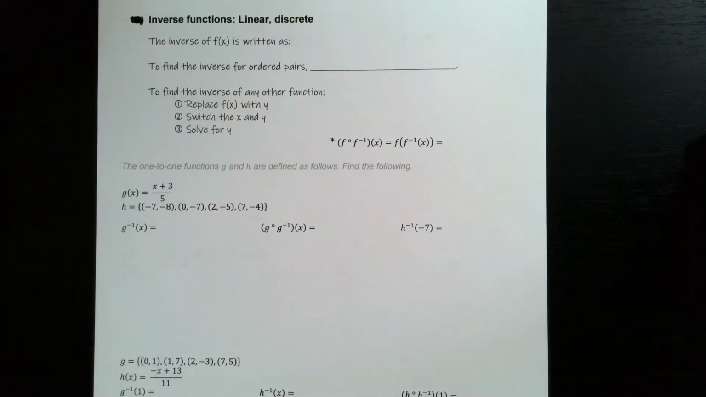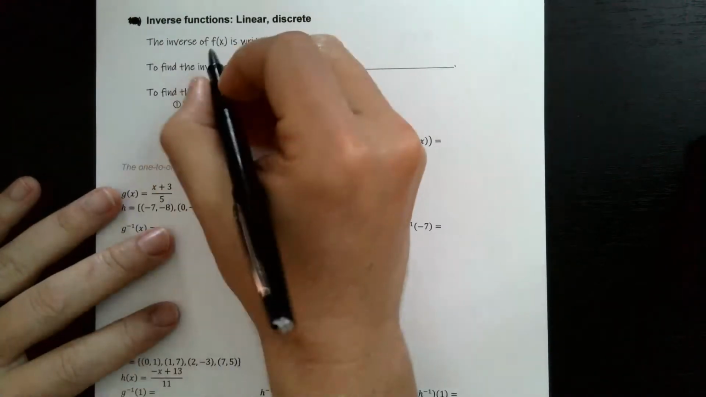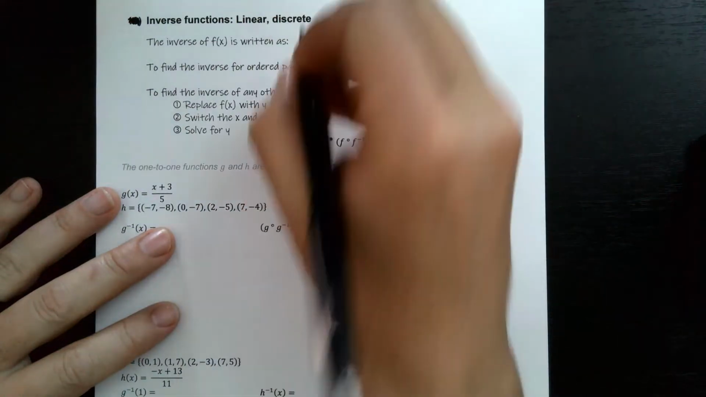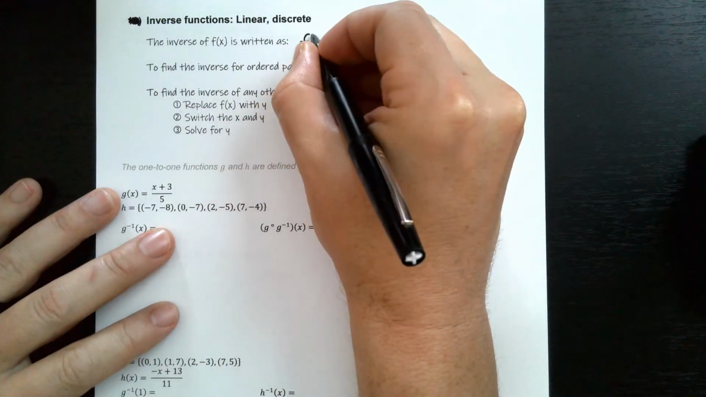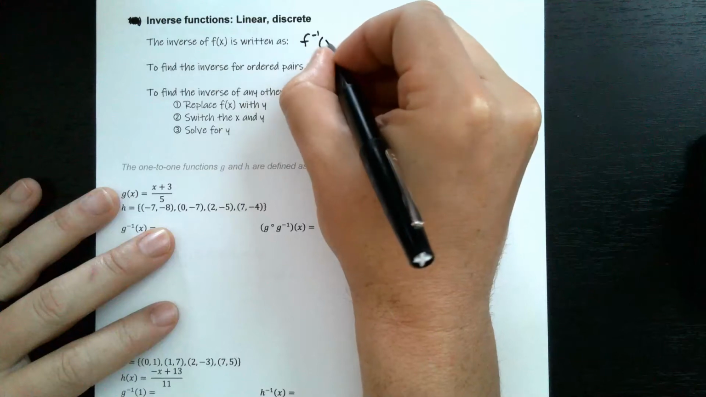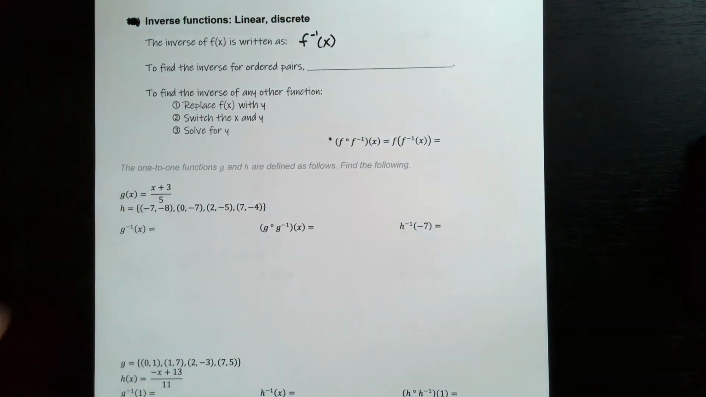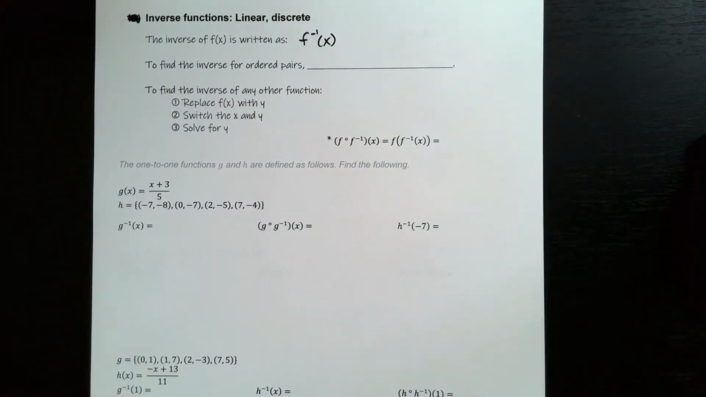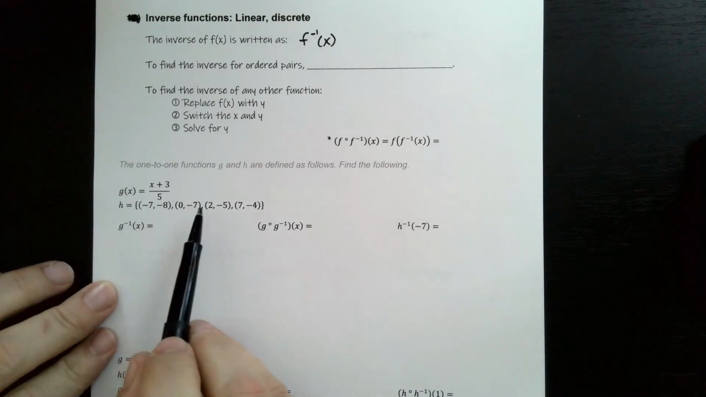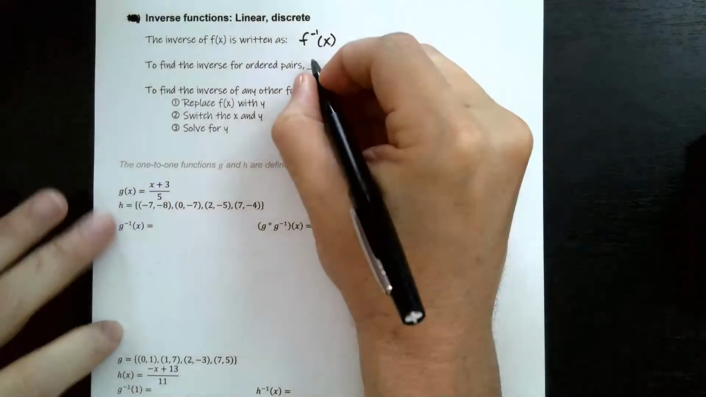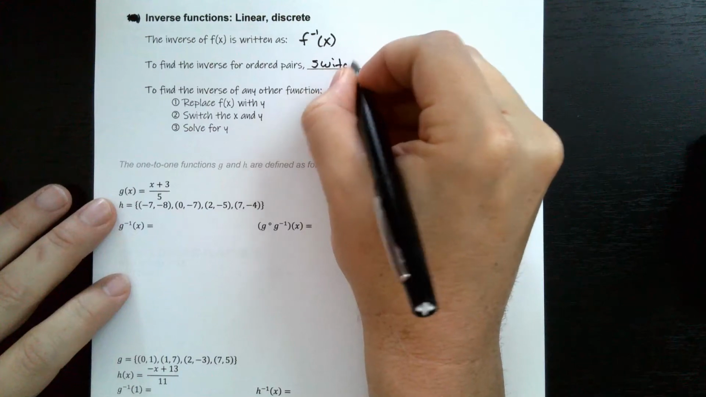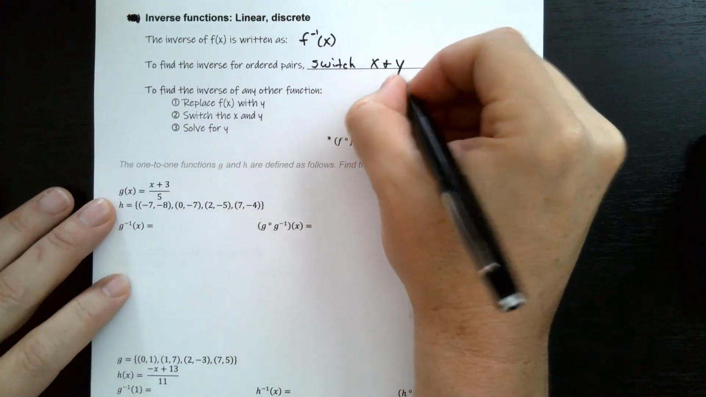In this video, we're going to talk about how to find inverse functions when we're given the function. Okay, so first of all, if you have the function f of x, you can write its inverse as f inverse of x. So this little -1 there will represent that this is an inverse function. And if you're given ordered pairs, like in this problem down here, then in order to find the inverse, you're going to switch the x and the y.